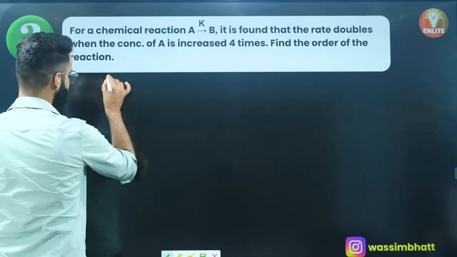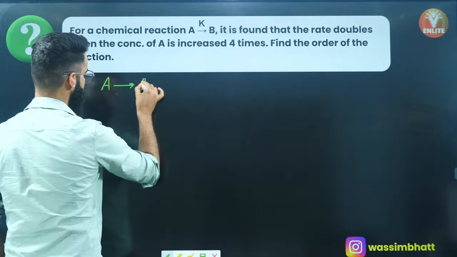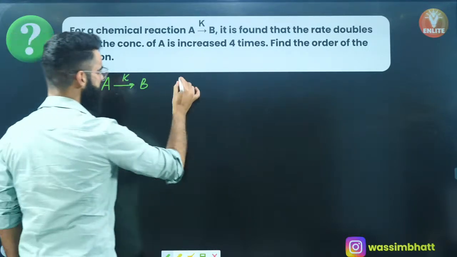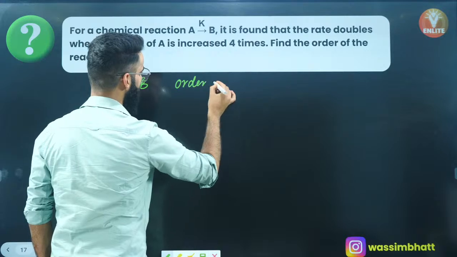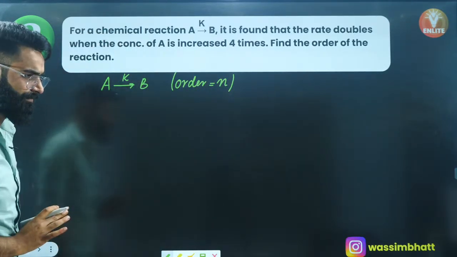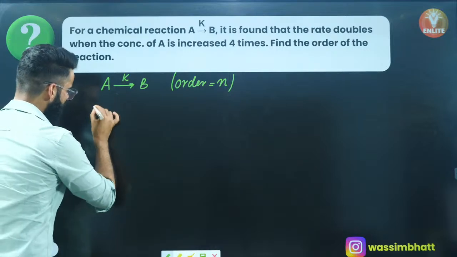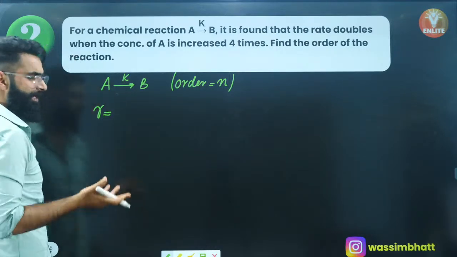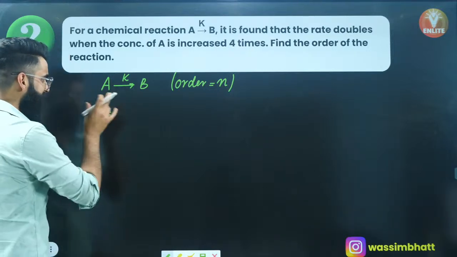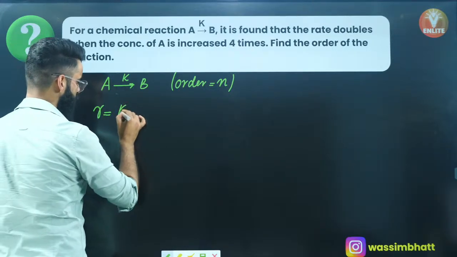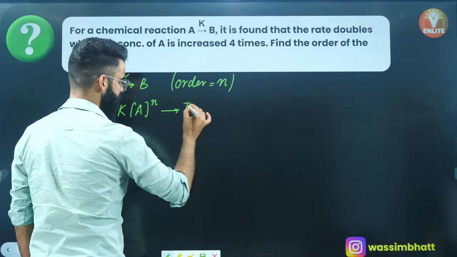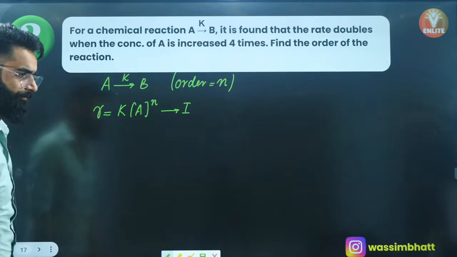First of all, the reaction that's given to me, that is, for example, A gives B. Its rate constant is K, right? I'm assuming order of this particular reaction is equal to N, right? Simple thing. First thing, I'll be writing the rate law, my dear people. Whenever you need to calculate order of some reaction, you first of all write the rate law, right? So as per the rate law, rate of the reaction is equal to rate constant multiplied by concentration of A raised power N. Let me call this equation number 1.